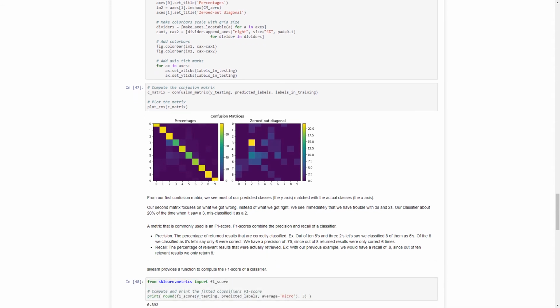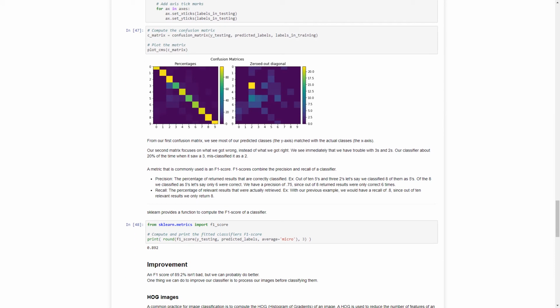So we look at these confusion matrices to tell that. This one on the left here is showing the percentages of things that we got right. So this diagonal is all the things that we were correct about. It's not too obvious as to how well we really did. This one on the right, though, we've zeroed out this diagonal, which makes our errors more apparent. And we see right here, really obvious, we are classifying threes as twos about 20% of the time.